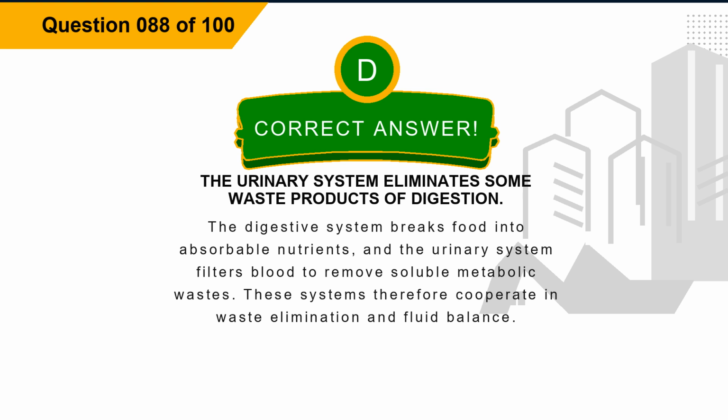Explanation. The digestive system breaks food into absorbable nutrients, and the urinary system filters blood to remove soluble metabolic wastes. These systems therefore cooperate in waste elimination and fluid balance.